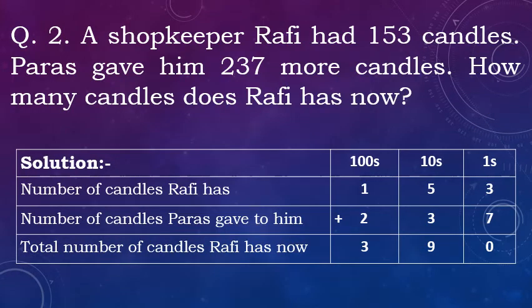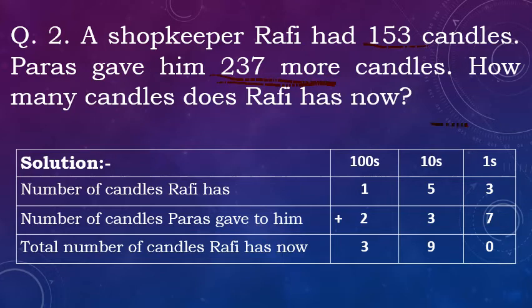Another word problem is: a shopkeeper Rafi had 153 candles. Paras gave him 237 more candles. How many candles does Rafi have now? It is like you have 15 pencils and your mama has given you 10 more pencils. So how many pencils do you have altogether? What will you do? You will add 15 and 10 to make 25, and you can say I have now 25 pencils. Exactly here we have to do the same. Rafi had 153 candles and Paras gave him 237 more candles.